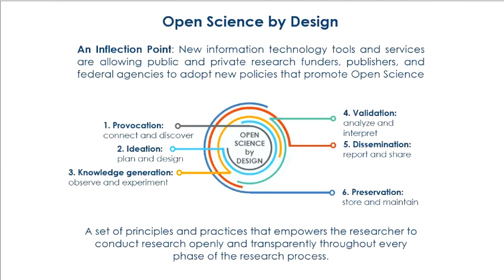The Open Science by Design diagram has the various stages of the research process, and the idea is that the researcher is at the center of Open Science by Design, and that they are empowered to make their data available, to receive credit, and to use the data, articles, and methods of others to advance their work, and that the infrastructure and the systems are in place for them to do that. It's a set of principles and practices that empowers the researcher.